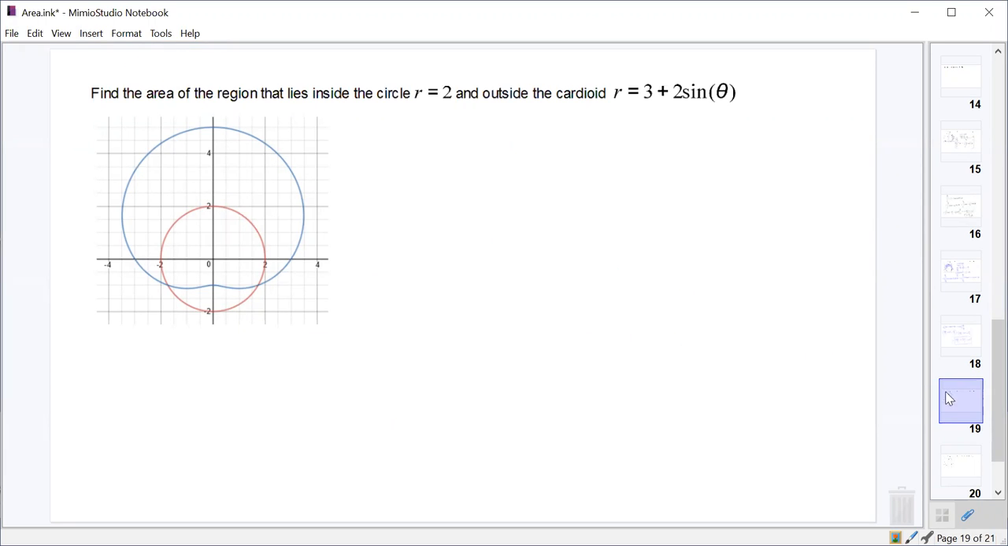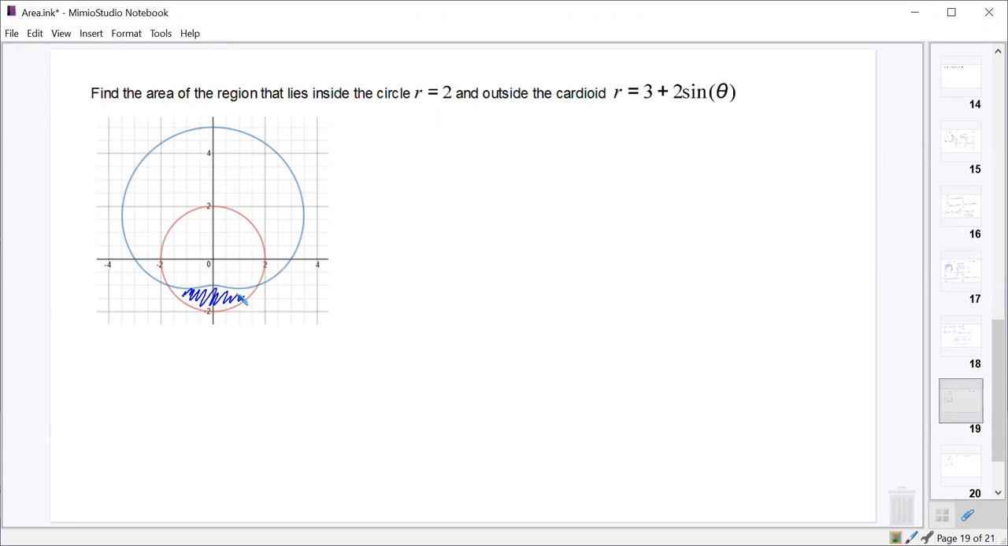That's why. All right. Now we want to find, with the same two functions, the area of the region that lies inside the circle, but outside the cardioid. So that's this little section down here. So this time, our outer function is going to be circle 2, and the inner function is going to be the 3 plus 2 sine theta.